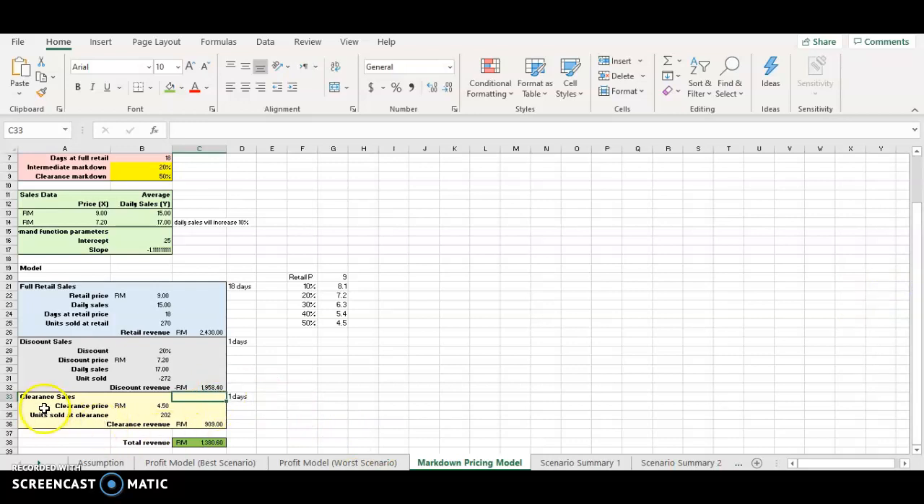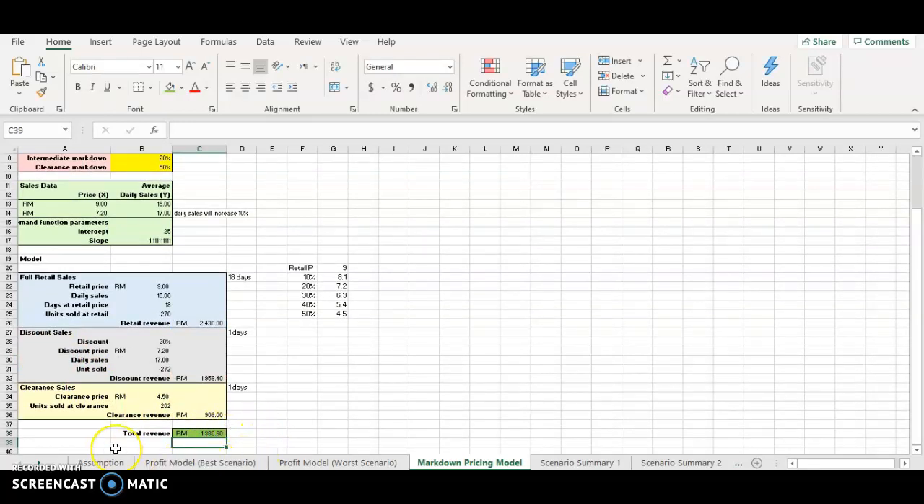I got lost. For the clearance sales, the clearance price is 4 ringgit and 50 cent. Unit sold at clearance is 202. The clearance revenue is 909. The total revenue is calculated from the full retail sales plus the discount sales and clearance sales, then the total revenue will be 1,380 ringgit and 60 cents.